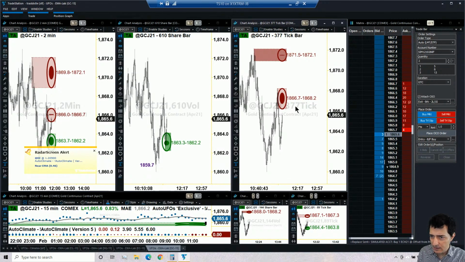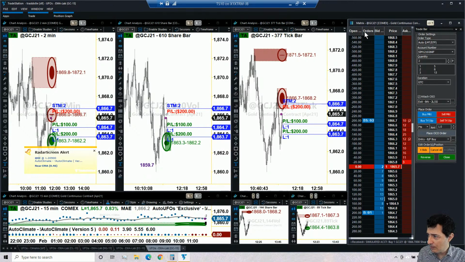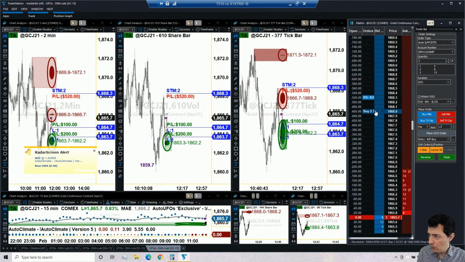So let's go with it. I'm just going to enter at current price. So I'm just going to go short 2 contracts at the market. My stop needs to be located at 68.3. This is a trade, by the way, which is going to be pretty intense when it comes to its risk.